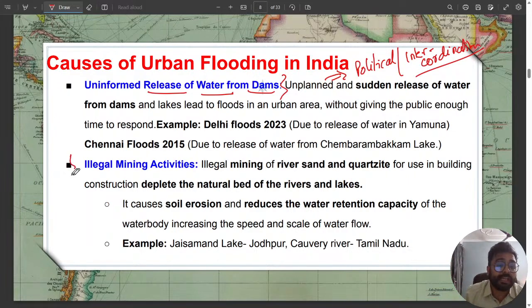Next is illegal mining activities. So guys, sand mining is very common, and you know the political nexus around sand mining, the bureaucratic nexus, the support of police. Like, how can mining result in flooding? Basically, you are eroding the natural flood banks of the river.